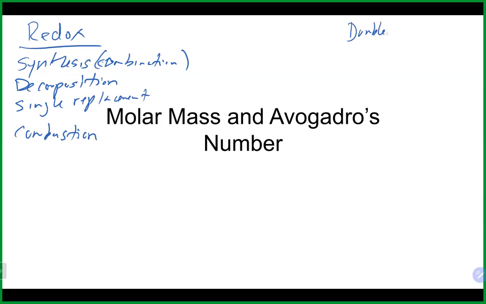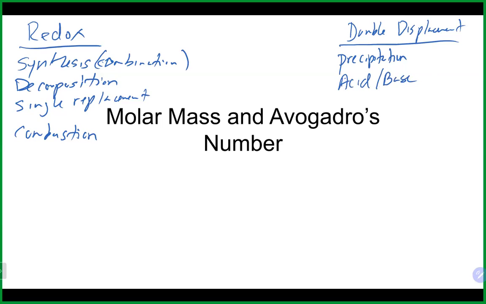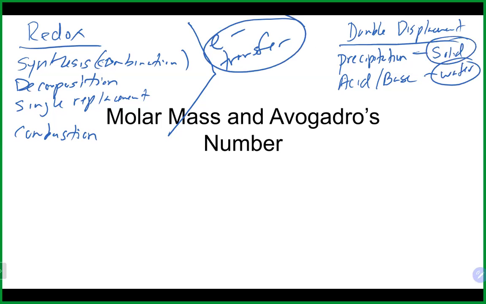Double displacement: those are your precipitation reactions, where you make a solid, and your acid-base reactions basically fall underneath that umbrella. And all those reactions account for the three reasons why a reaction takes place. Everything on the left is all about electrons being transferred, this is about a solid being formed, and this is about water being formed. So the one, two, and three reasons why a reaction takes place can be explained by any of those classifications. Any questions on that? All right, we're going to stop there for now.